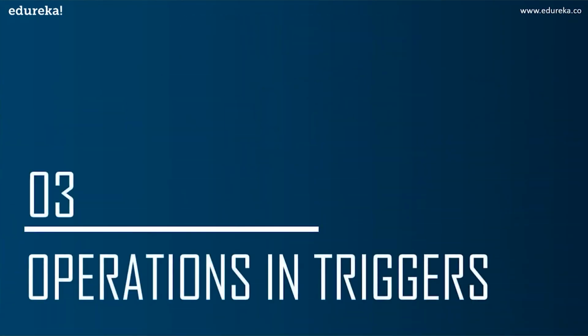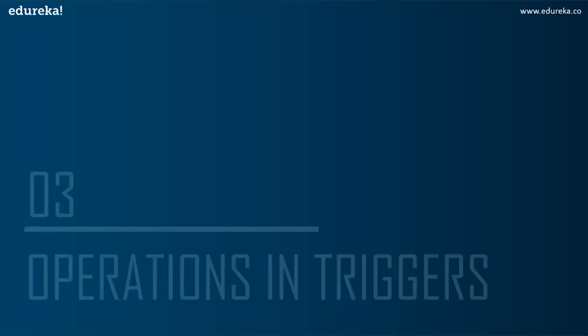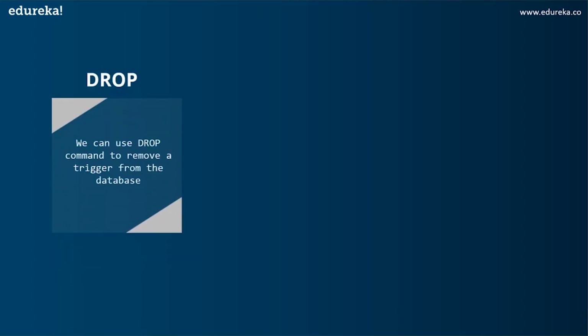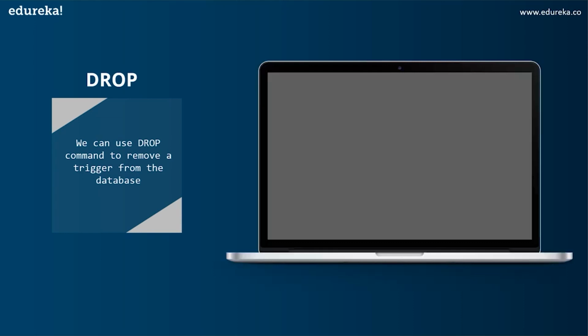Let's now try to implement an example of a trigger in SQL. So the next topic is operations in triggers. We can perform many operations using triggers. Some may be simple and some may be a little complex. But once we go through the query, it's easy to understand. The first operation is drop. We can use the drop command to remove a trigger from the database. And the syntax for this is drop trigger, trigger name.